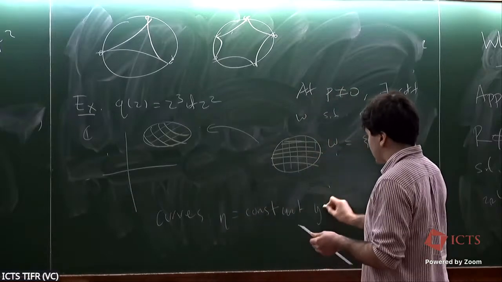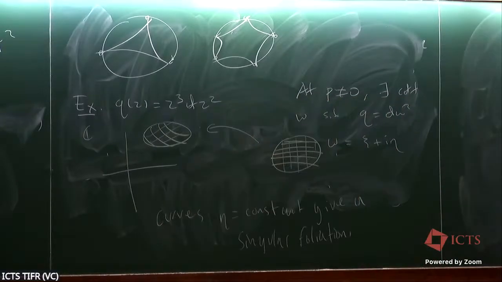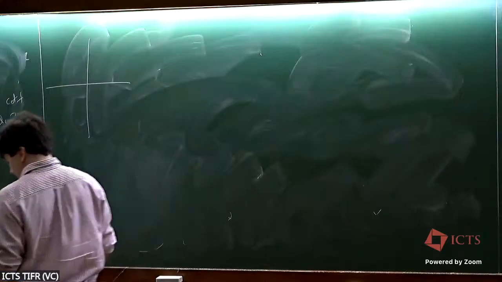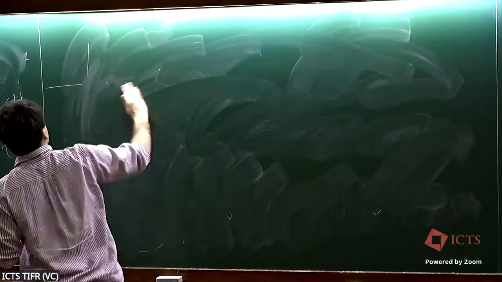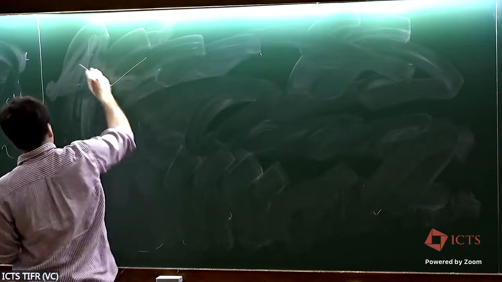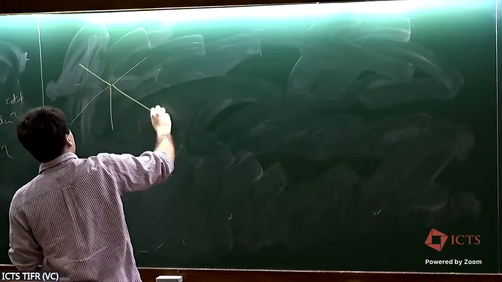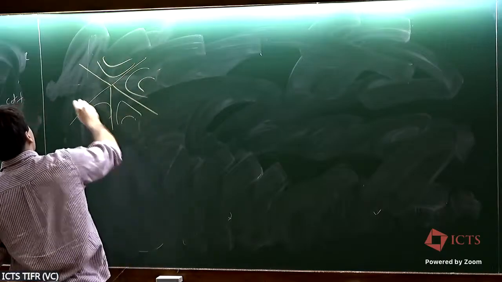So these are the horizontal curves. They give a singular foliation of C. So all that means is a foliation where you have a singular point. If I draw it in yellow, maybe I'll erase the axes. It looks something like this. And so these are the images of all these horizontal curves.